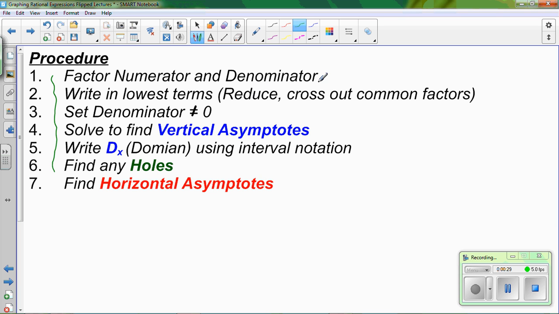And the first thing to do is factor the numerator and denominator. Cross out any common factors. Now, if something crossed out, that was still a restriction on your domain. X couldn't be what would make that number 0, but it wasn't a vertical asymptote. Instead, that's what created a hole in the graph. And so that was the previous thing we discussed, how to find holes of rational functions. Now we're adding step number 7, which is finding horizontal asymptotes.